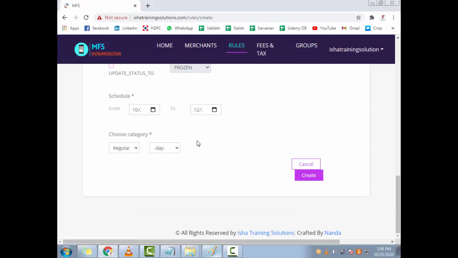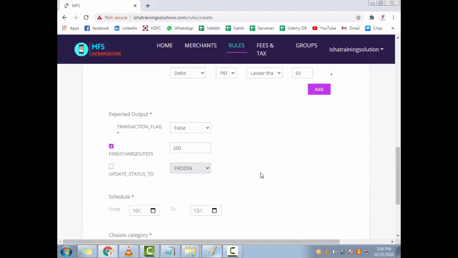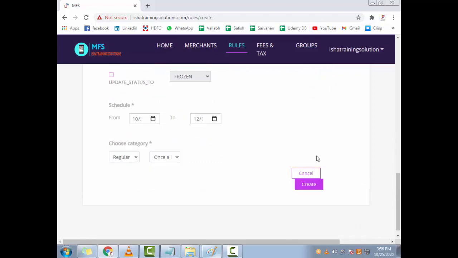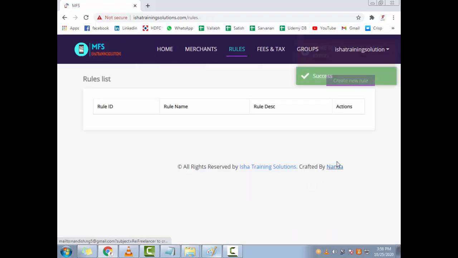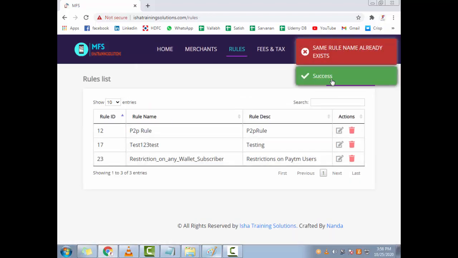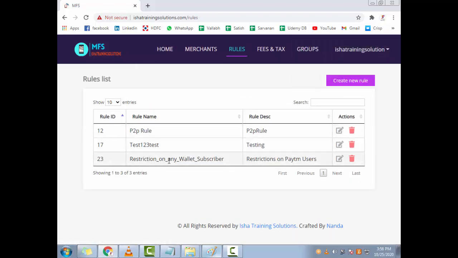Oh, interval. Okay, so interval once in a day. Regular interval once in a month, or this rule should be every day. Now I don't want any fees to be applied, so now go ahead and create the rule. Now you see this rule is created, which is a restriction on any valid subscriber. Like this we can apply the rule. Now you've got a ballpark idea as to how to use this application.